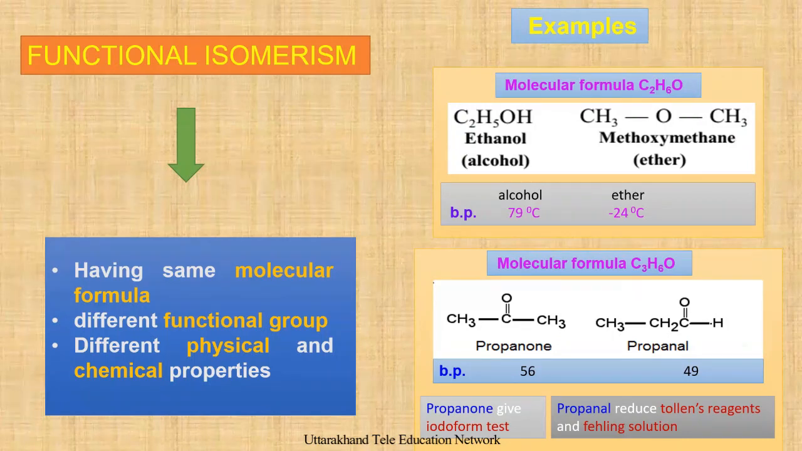And in both isomers, the functional groups are different. Propanal is an aldehyde and it reduces Tollens' reagent and Fehling's solution, but propanone, being a ketone, does not. And propanone, being a methyl ketone, responds to the iodoform test, but propanal does not.